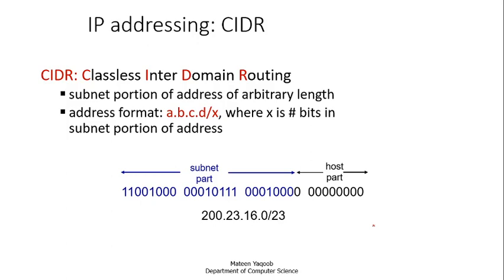It will basically represent how many bits are assigned to the network portion, of arbitrary length, and the address format is usually in this format: A.B.C.D. It will determine your IP address, and /x will determine the network portion or network bits of an address.